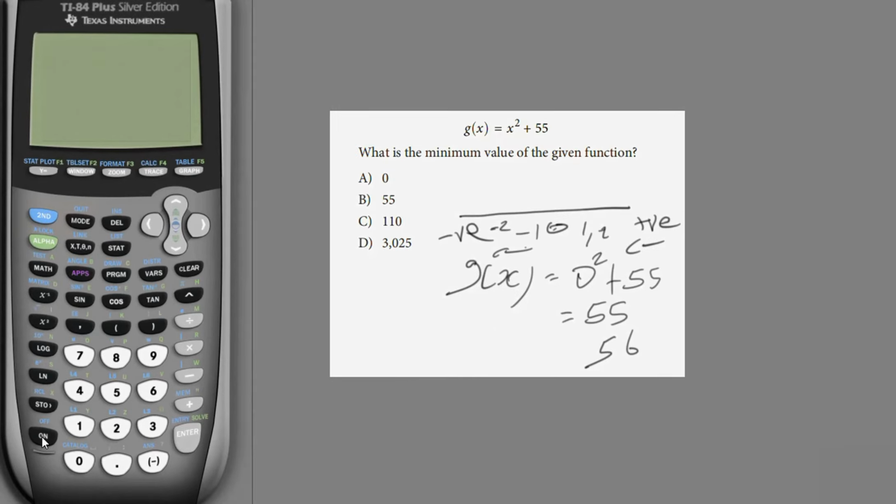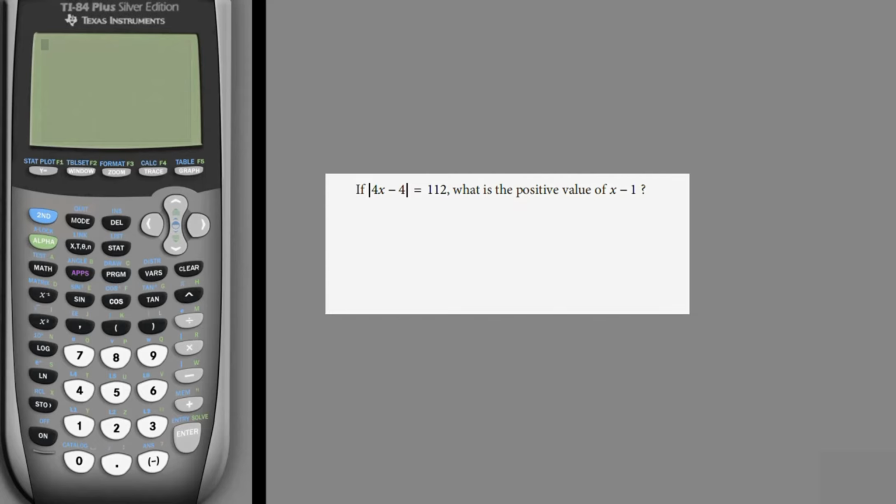So let's learn something interesting from the video. Let's go to the video, guys. In this video, we're going to learn how to solve this short math question easy and fast. So let's get started. The question says, if |4x minus 4| equals 112, what is the positive value of x minus 1?